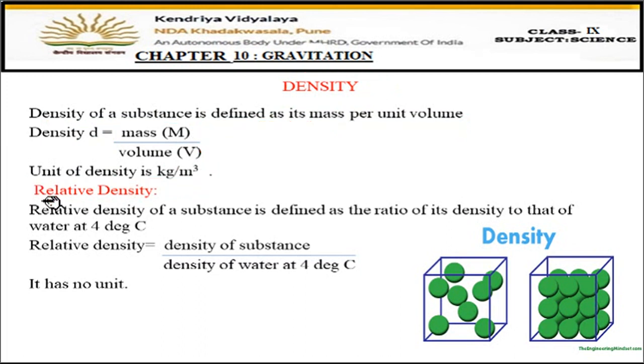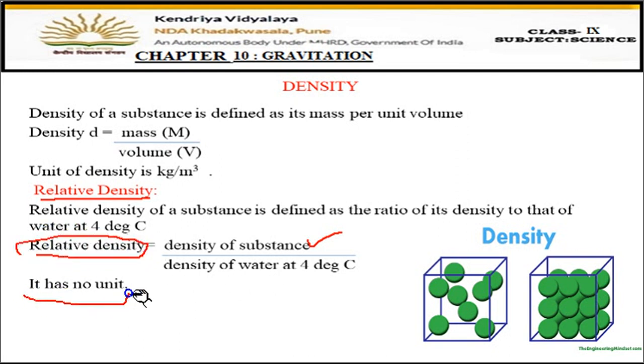Now the next concept is relative density. Relative means we are finding some relation with the other thing. So relative density means density of the substance divided by the density of water. If you don't write at 4 degrees Celsius, then also it's correct. You can simply write density of a substance upon density of water. If you find the ratio between the density of the substance, whatever substance is with you, and the density of water, then it gives you the relative density.